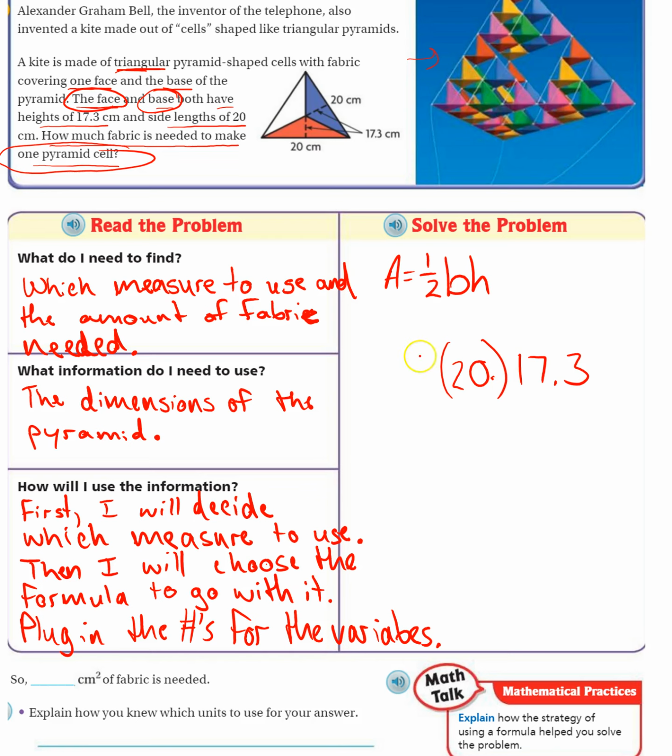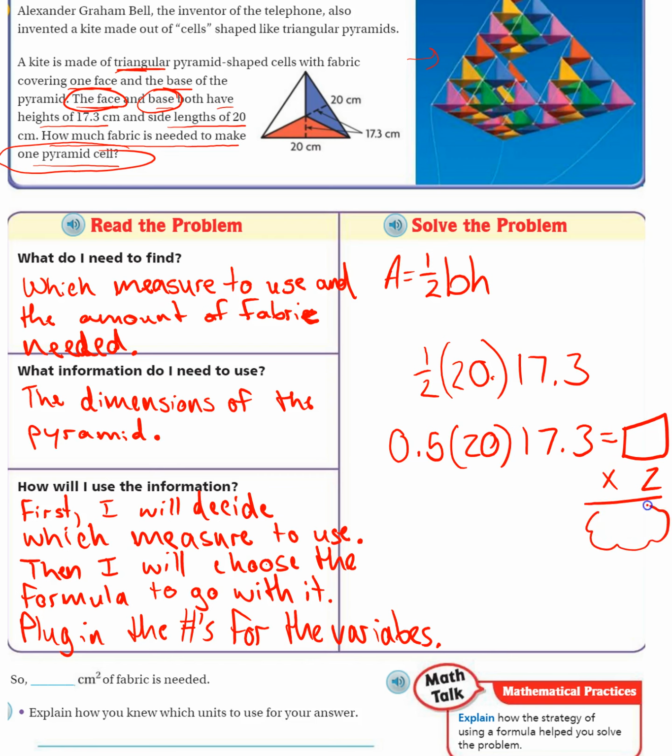Okay, now of course you can do this if you say, I don't know, Mr. Music, I don't feel comfortable with that, you can change that 1/2 to 0.5. You can multiply this all out, get your answer, and then multiply it by 2 and get your final answer. But if I just get rid of this 1/2 up front, this 0.5, I can find the answer in 1 step instead of 2. So I can do 17.3 times 20, and then that will be my final answer.